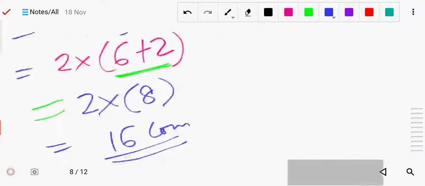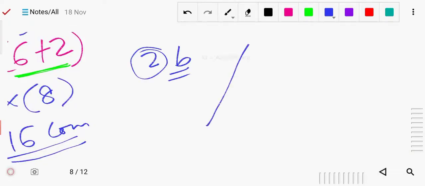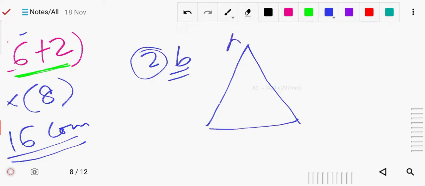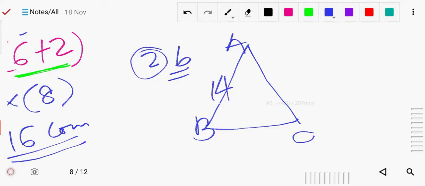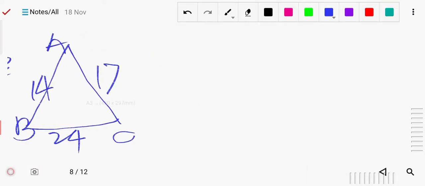Okay, so this number 2, number B, first of all you have to draw one triangle and give the naming like A B C. One side is given 14 centimeter. Okay, so write 14 centimeter. One is 17, so write 17. One is 24. Okay, and this is not the equilateral triangle, means all the sides are not the same. So first of all, all the sides are given. So you have to find the perimeter of this triangle.